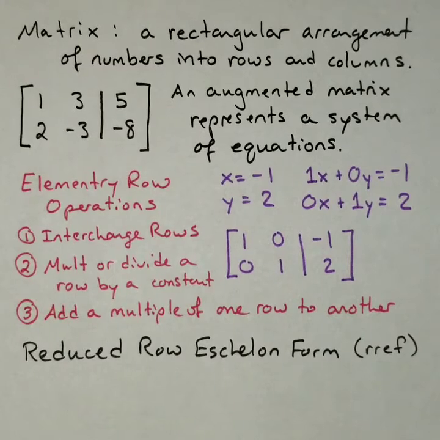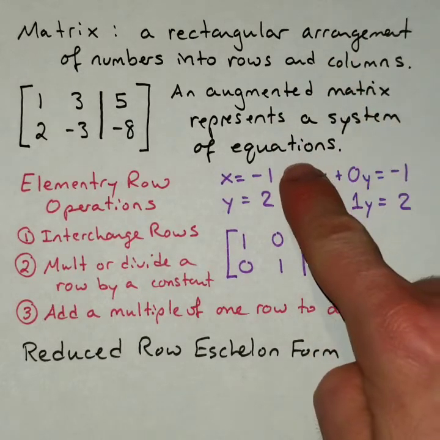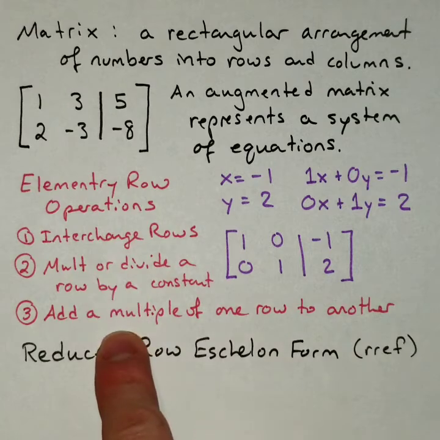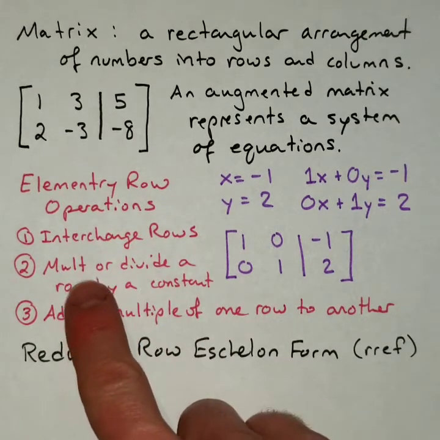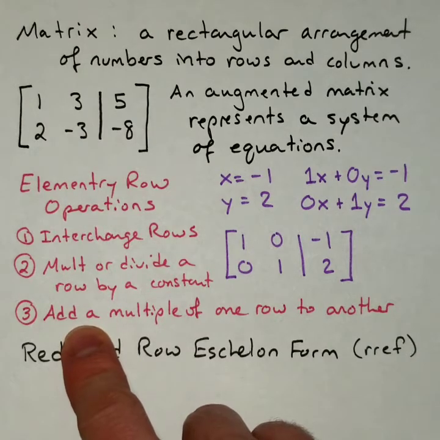Just a really quick recap of some things from the last video. We had our definition of a matrix and an augmented matrix. Then we looked at the three different types of elementary row operations: interchanging rows, multiplying or dividing a row by a constant, and adding a multiple of one row to another.